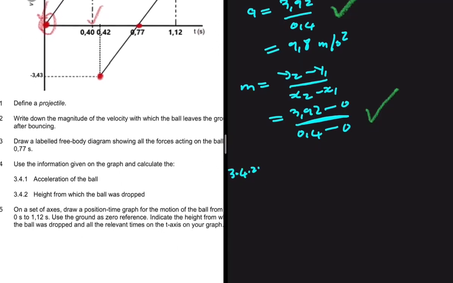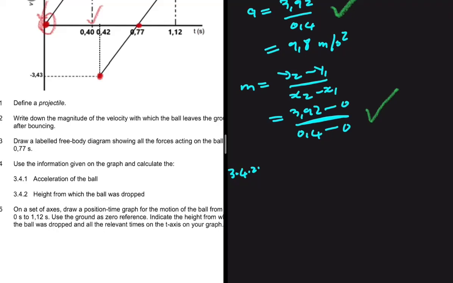3.4.2, the question is saying let's calculate the height from which the ball was dropped. Again, two ways of answering the question: equations of motion or the area under the graph. For the position or for the displacement, we need the area under the graph. So also to find the height, we're going to use the area under the graph. For the acceleration, we use the gradient of the VT graph. So you need to know which to use when. We don't just calculate the gradient all the time, right?